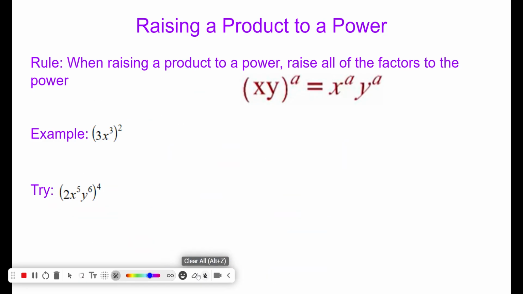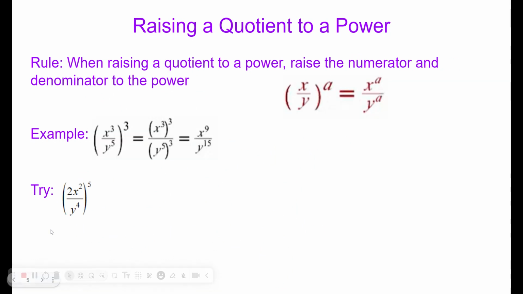Let's continue on. When we're raising a quotient to a power, it's going to be a division problem, it's going to look like a fraction. When raising a quotient to a power, raise the numerator and the denominator to the power. Just like with the product, we have the two separate terms. Here, we're splitting up those terms again. x over y is being raised to the power of a. That equals x to the power of a and y to the power of a.